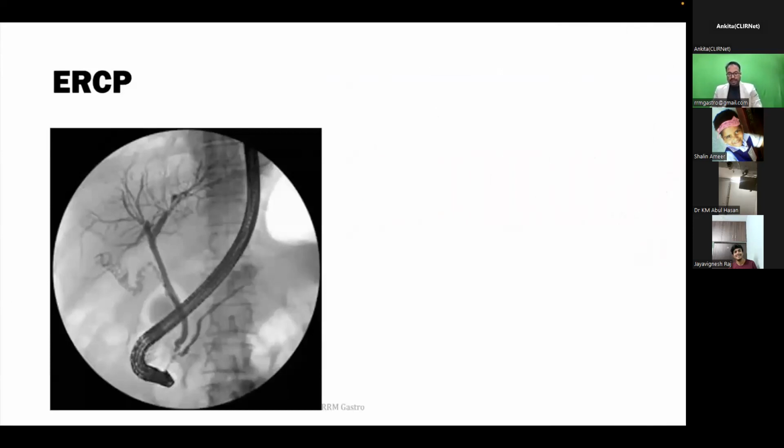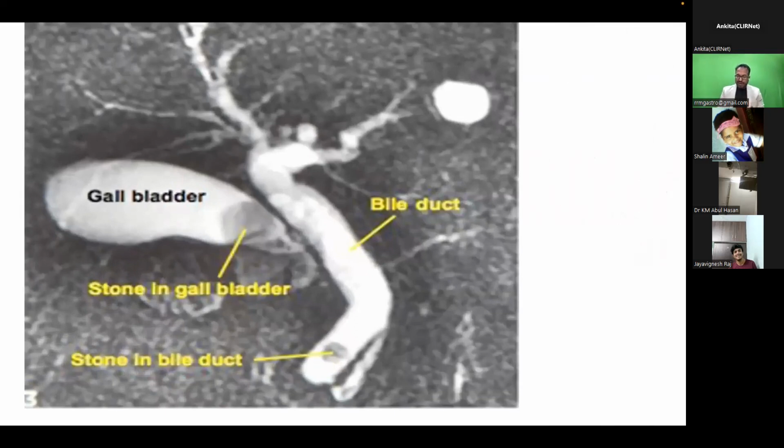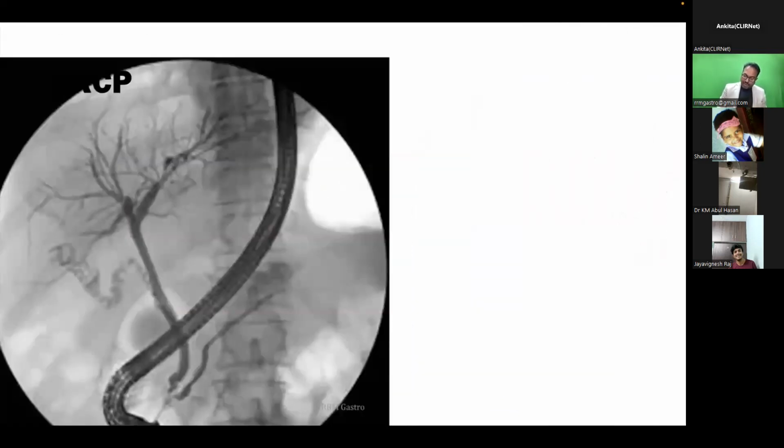And then MRCP. So let me go for MRCP. This is an MRCP done. As per our protocol, we have done an MRCP. The MRCP is showing you a stone in the bile duct. So what am I going to do? That is gallstone as well as stone in the bile duct. Next, I am going to do ERCP like this.